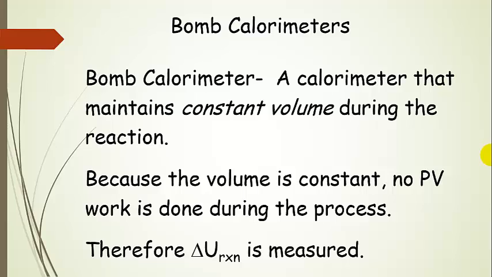Okay, so let's talk about bomb calorimeters first. And basically these maintain constant volume, as we've said, and because that volume is constant, no PV work is done during the process. So there's no volume change, no PV work is done. So we are actually measuring the change in internal energy for that reaction, delta U.